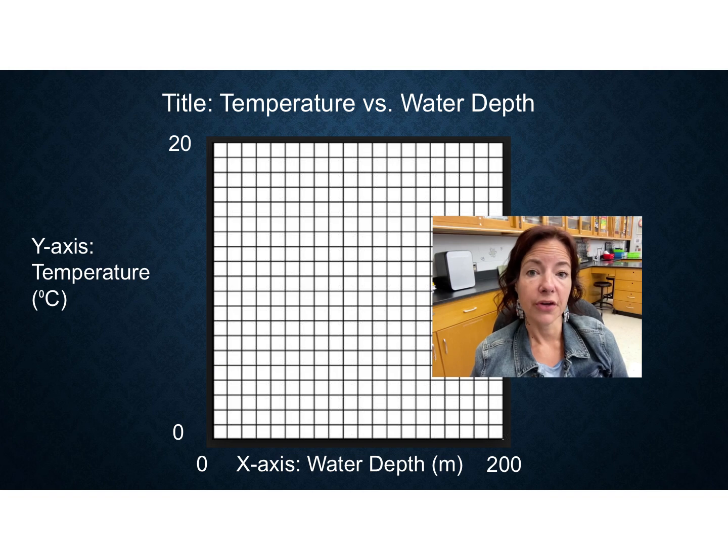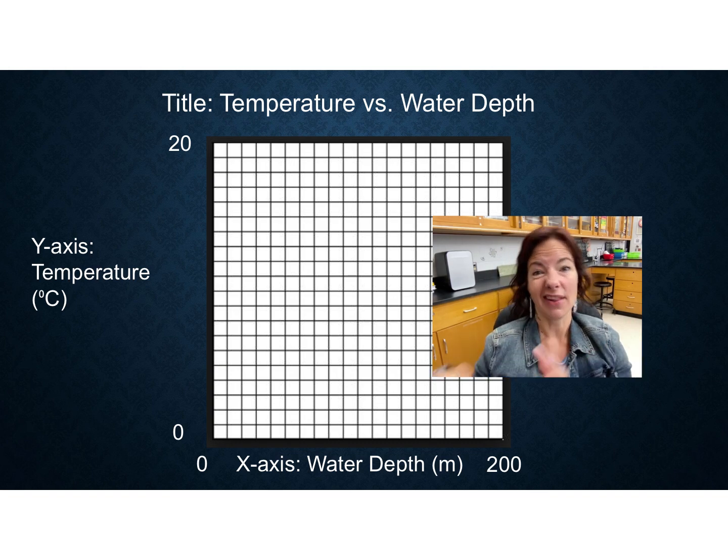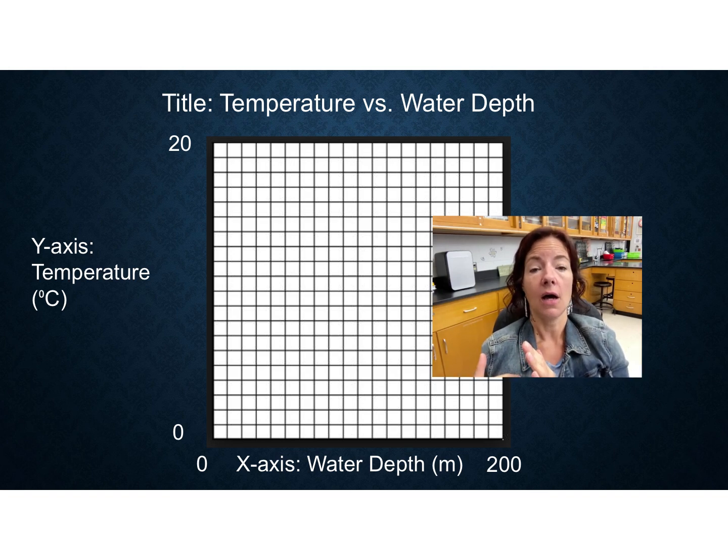The reason we figure out the range is to make sure that we're going to end up using all of our graph, or at least 75% of it. We don't want our graph to be just down in the little corner. We want to make sure that we're using all of our graph across the bottom because we went all the way across to a water depth of 200.